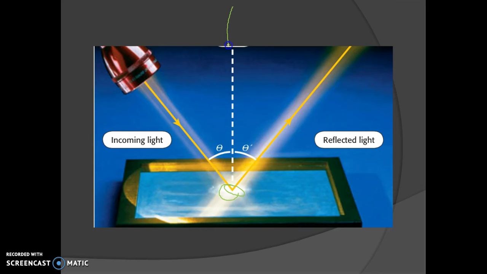Okay, well now how do we determine that angle? Well, we use this line here, and this would be called the normal. Okay, and that line is used to help us determine what the angle of reflection is, or the angle of incidence is. Okay, so the incoming light would be the angle of incidence, and then this would be the angle of reflection, and they need to be equal because of the law of reflection.